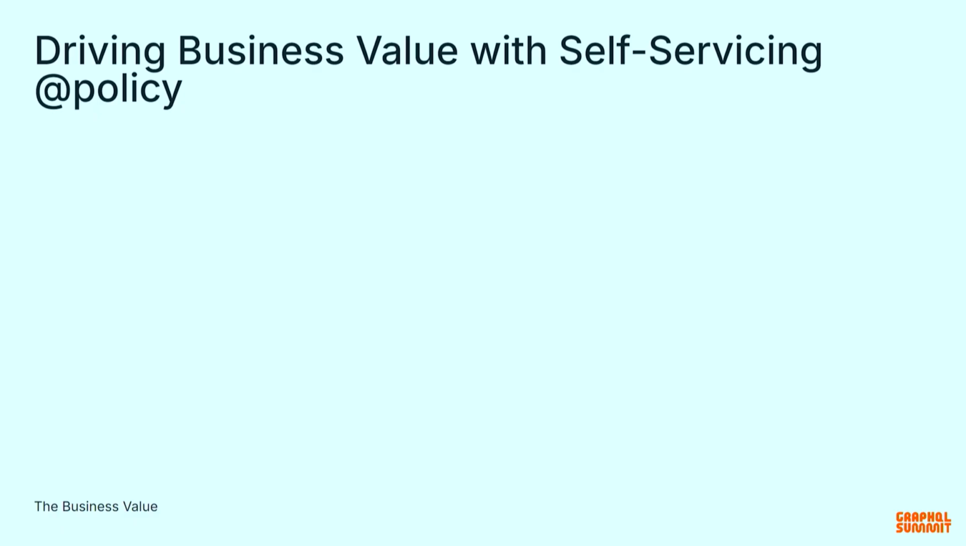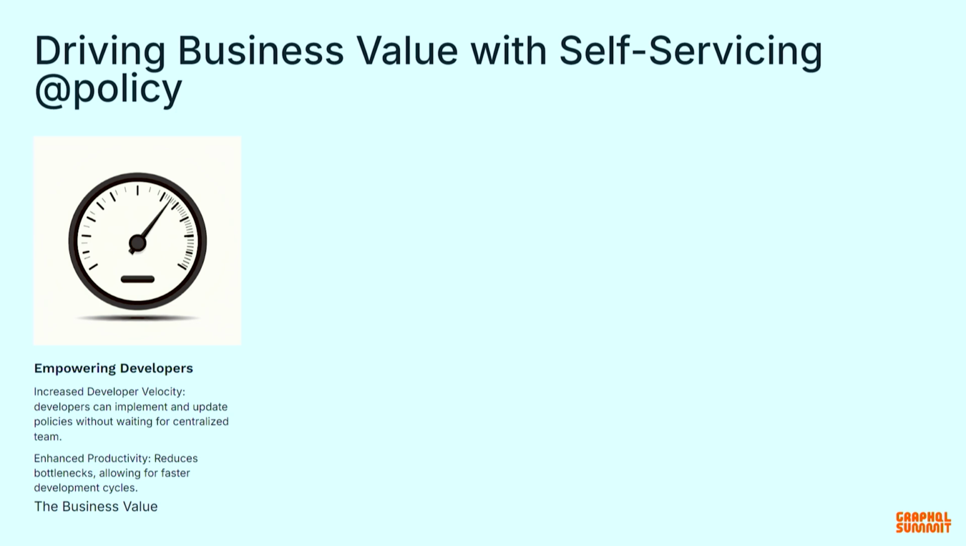So let's talk about the business value from what we just saw. By self-servicing the add policy directive, we are driving business value in 4 ways. The first is by empowering our developers. We increase developer velocity because we can now create, request, and update policies for authorization without waiting for a centralized team. We put the client request in the hands of our graph owners. This enhances productivity by reducing bottlenecks and allowing faster development cycles.